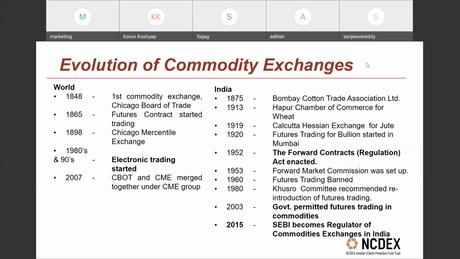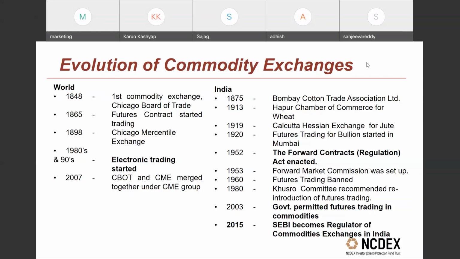If you go by the history, commodity is the first financial instrument in which derivative trading was started. In fact, CBOT was the first exchange where forward or futures transactions took place, and it was way back in 1848.